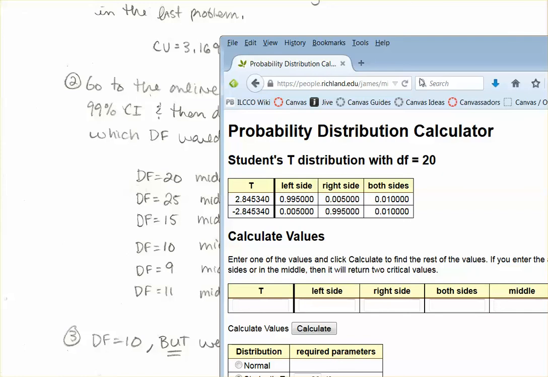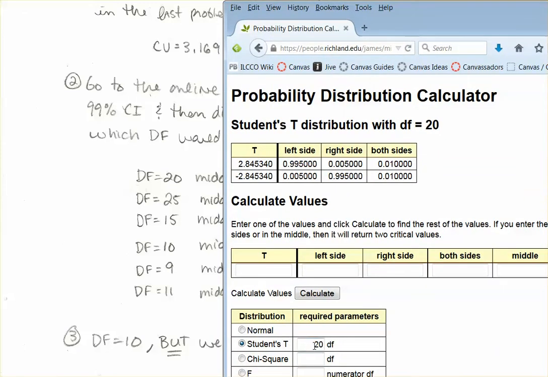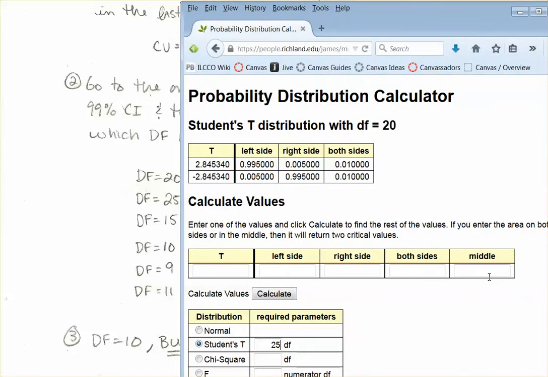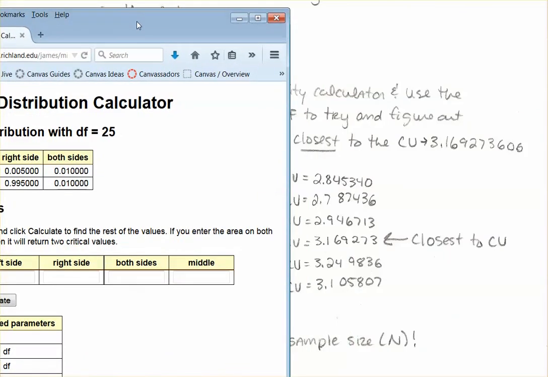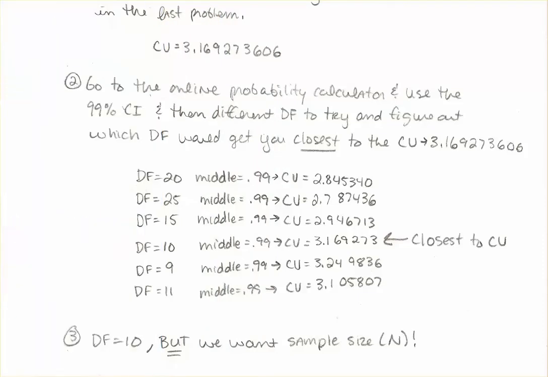So come back up. Let's change this to 25. Come back over here. The middle is still 0.99. Click calculate, and we've got negative, or 2.78. We don't use the negative, we use the positive. So here you can see what I'm doing. I just went through degrees of freedom 20, the middle is always 0.99. When I do that, you get a critical value of 2.8.